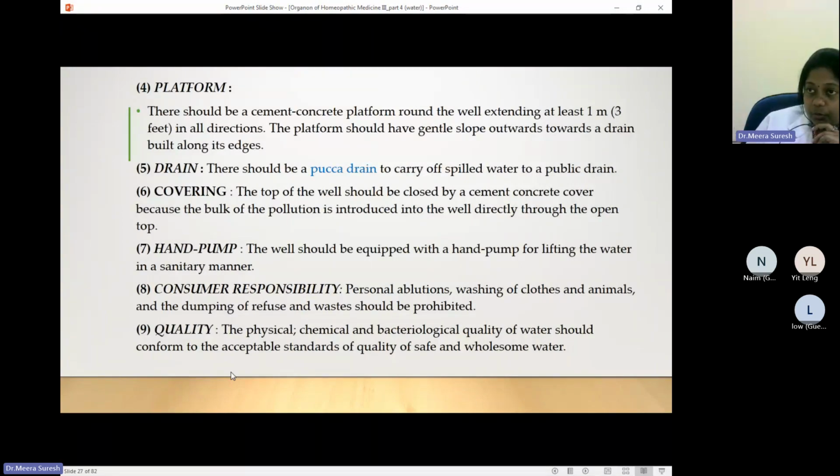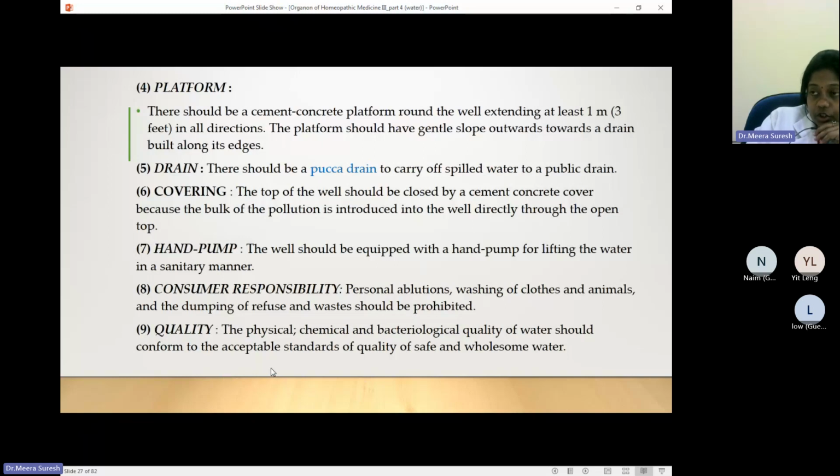Sometimes we feel that is more safe, more sanitized, but it depends on the people who are using it. Some people may keep everything in their house very sanitized, but not all houses will have those hygienic practices. So it will be ideal that they have a public pail or bucket to fetch the water, and people ideally keep that bucket clean. Then consumer responsibility: all those personal ablutions, washing of clothes, dumping of refuse, waste, etc. nearby to the well should be prohibited.